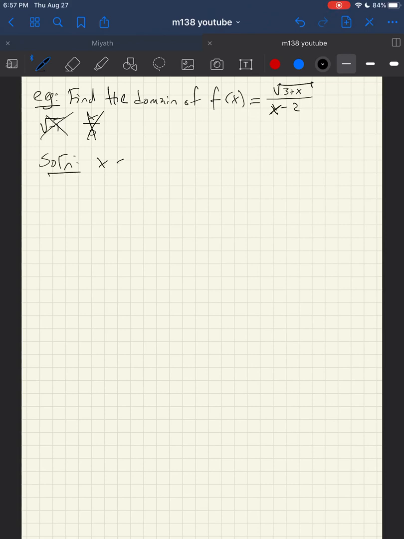if x is less than negative 3, what happens? Well, I'm kind of putting the cart before the horse here. I know that I need the square root of anything to be non-negative, so we need 3 plus x to be greater than or equal to 0, right? Because the radical can't take a negative input, or that would give us a complex output. So this means that x is greater than or equal to negative 3. So this is part of our domain. Moreover, we know we can't divide by 0, so putting the cart before the horse again, x minus 2 cannot equal 0, which means x cannot equal positive 2.